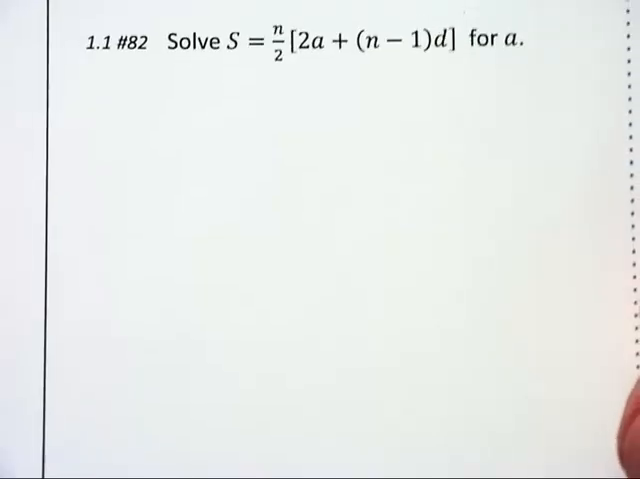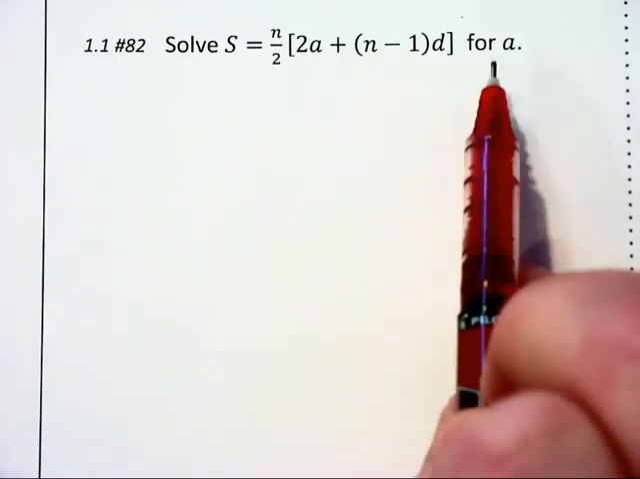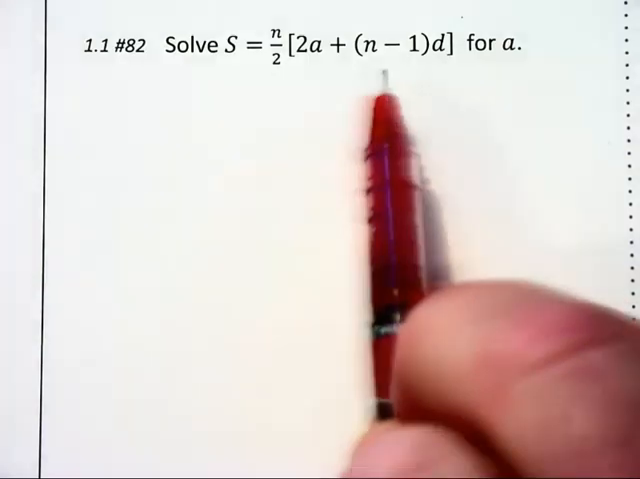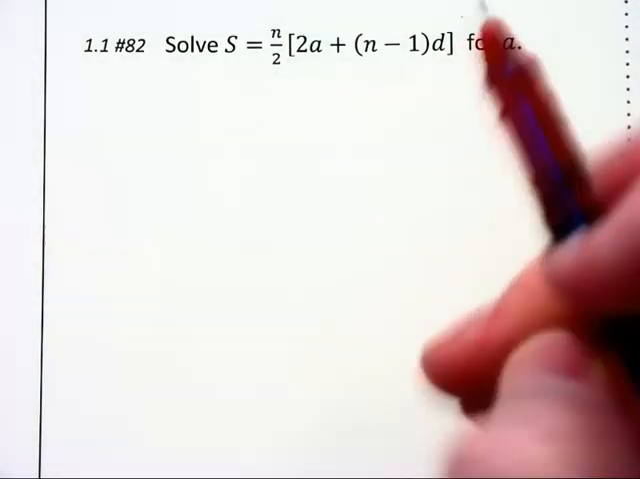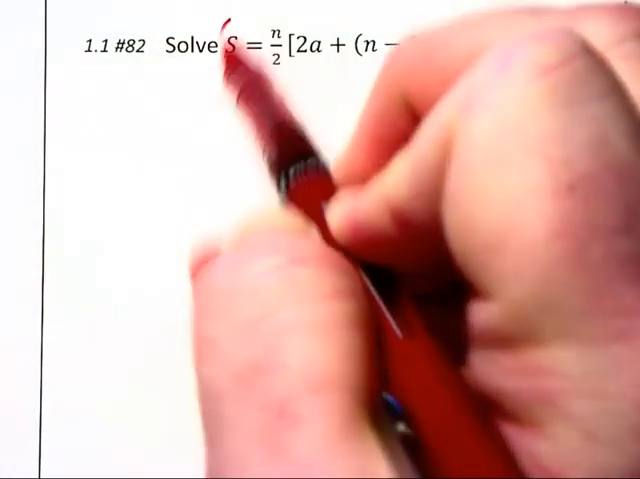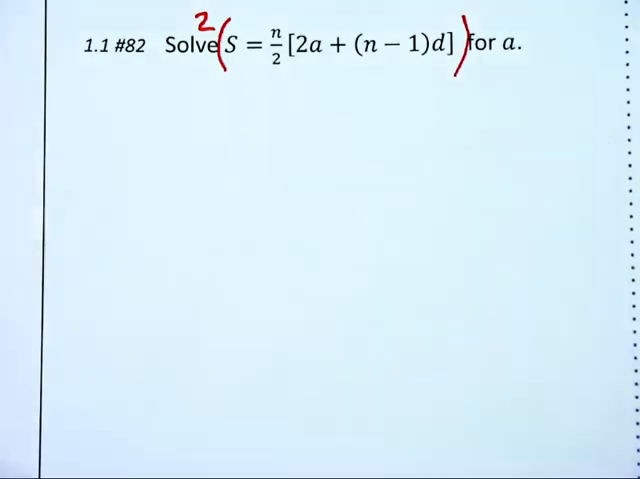This next equation is called a literal equation because we're not solving to get just a numerical solution. We're solving for the variable a, which is going to end up being an expression containing the other variables. First thing I want to do is clear the fraction by multiplying through by 2 on each side.